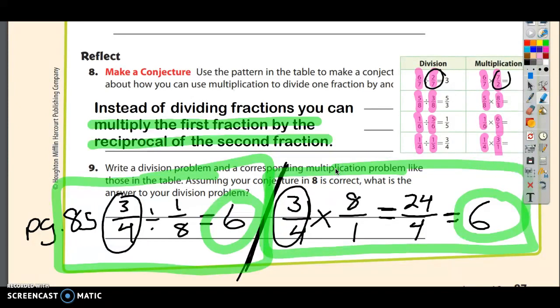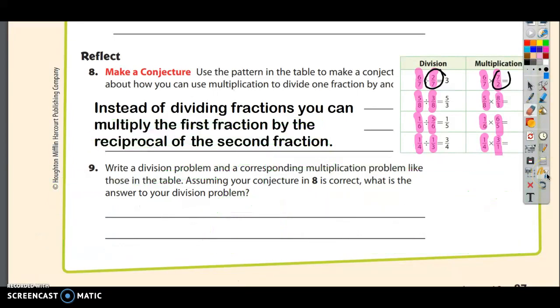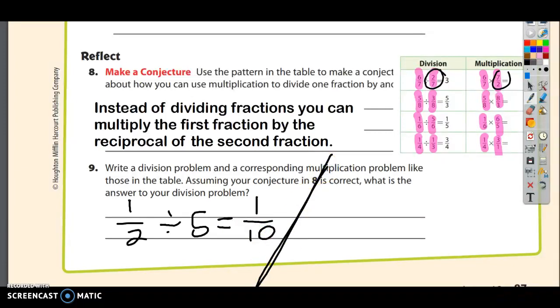I want to do one more here because there's another one on that same page. So I'm going to just clear everything. It's still from page 85. The other problem we wrote down from page 85 was 1/2 divided by 5 is equal to 10. Nope, it was equal to 1/10. I'm sorry. So I'm going to do the same thing I just highlighted here. Instead of dividing fractions, you can multiply the first fraction by the reciprocal of the second fraction. So the first fraction is 1/2, and instead of divide, I'm going to multiply. And instead of 5, I'm going to use its reciprocal.